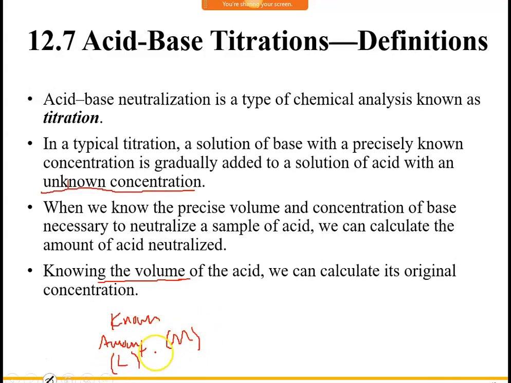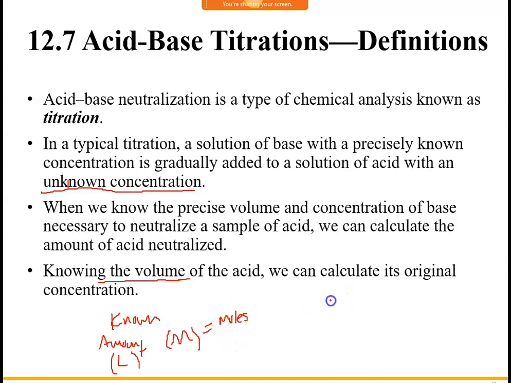So if I multiply these, what do I get out of that? If I multiply a liter times a molarity, we get moles out of that. Yep, exactly. We get moles. Which, remember, that's what we want to get.